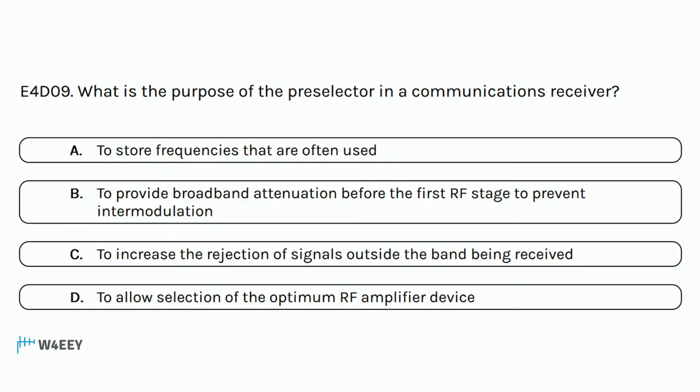A preselector is just another filter at the input of a receiver. And Charlie, yes, to increase the rejection of signals outside the band being received.